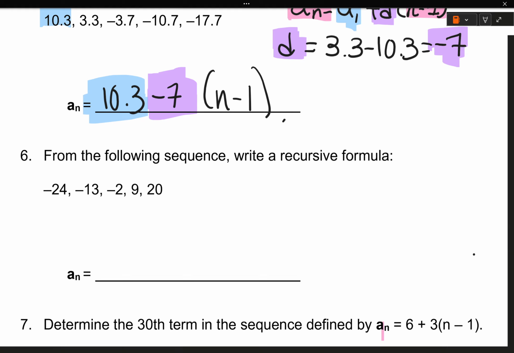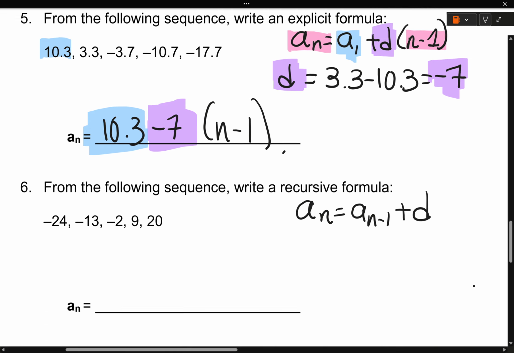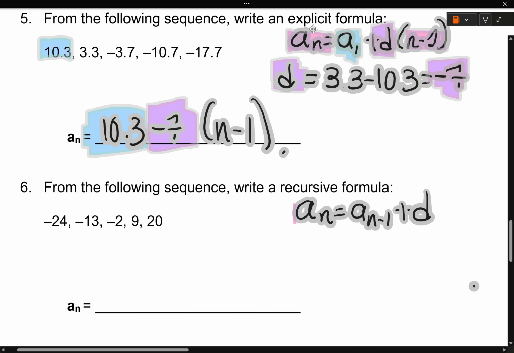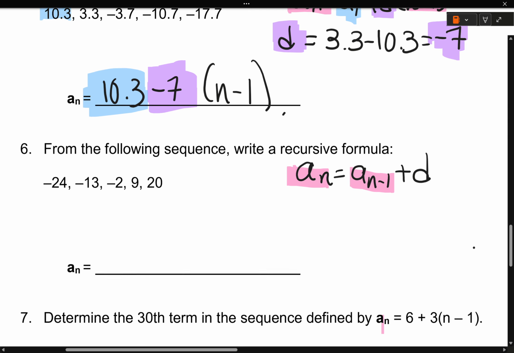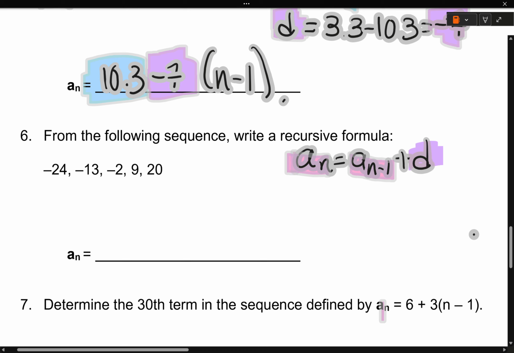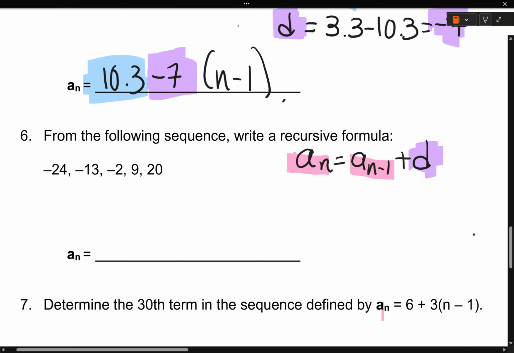Number 6. From the following sequence, let's write a recursive formula. Not my favorite formula. No offense, recursive, but let's do it. The recursive formula is an for any term, equals an minus 1, which means the previous term, plus d, our common difference. Just like in the explicit formula, we're leaving the an and an minus 1 alone. They stand for the terms we're looking for. We're not looking for anything. We're just writing down the formula. So for number 6, I'm just going to start with an minus 1.